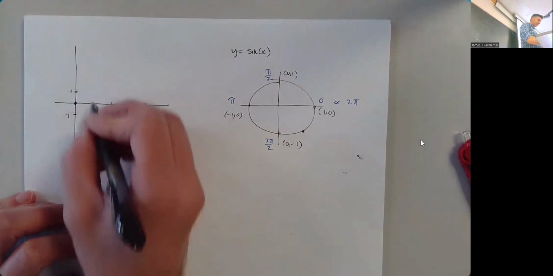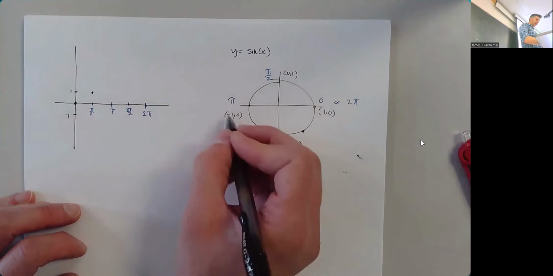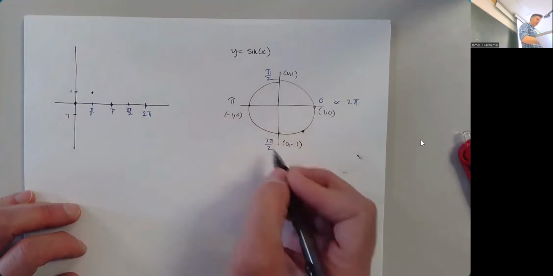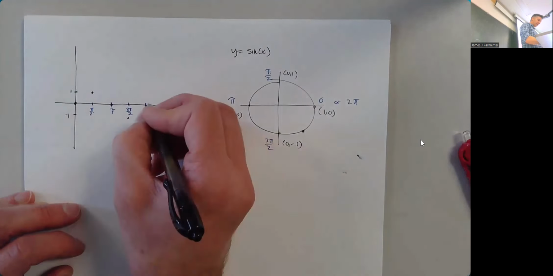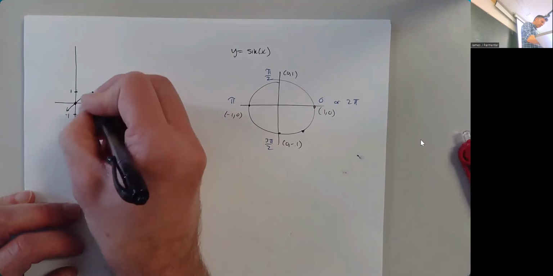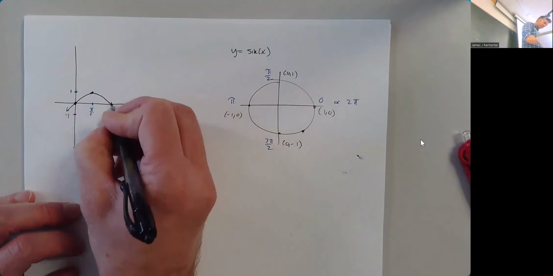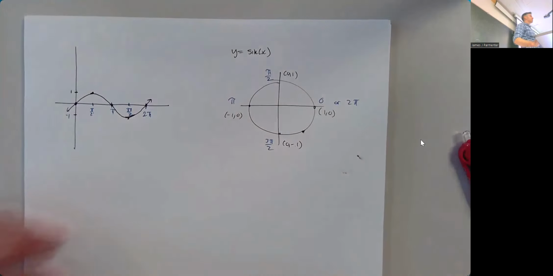For pi over 2 radians, the sine value is 1. I'm just looking at the y-coordinate. For pi radians, the sine value is 0. For 3 pi over 2 radians, the sine value is -1. And finally, for 2 pi radians, the sine value is 0 again. We get this lovely sinusoidal graph. Sinusoidal is just the name for the shape of the sine and cosine graphs.